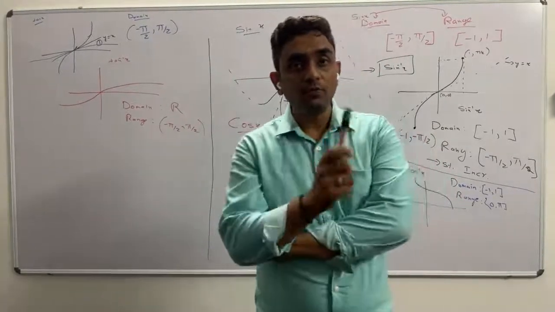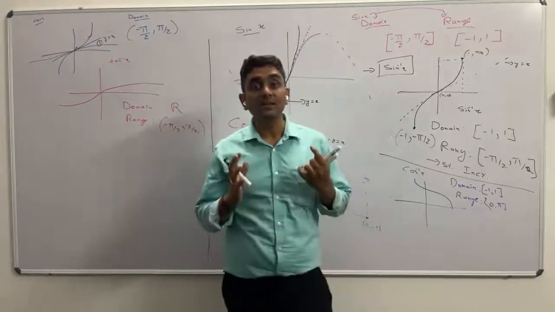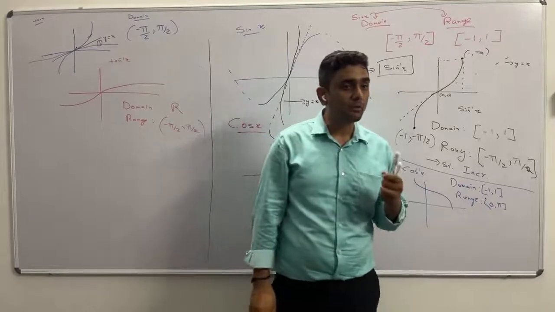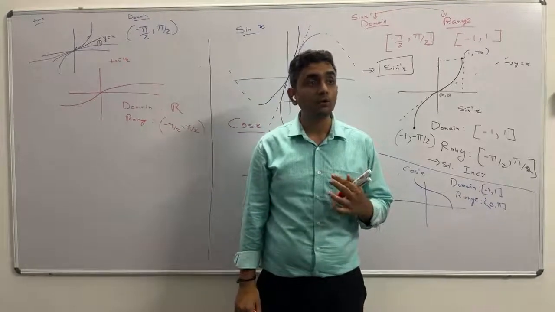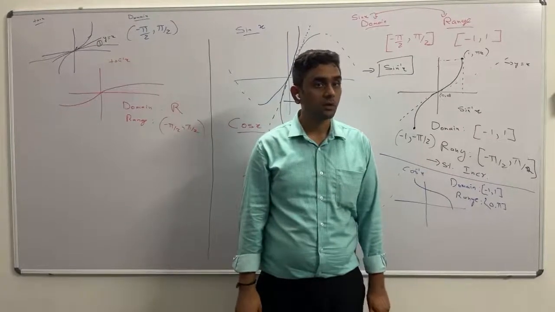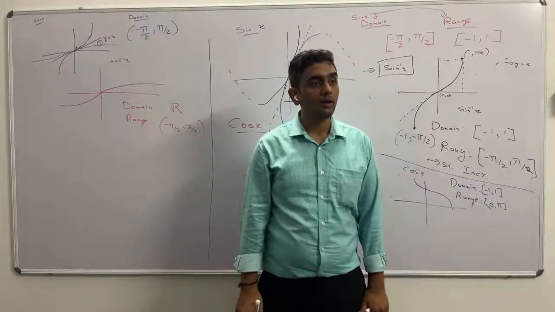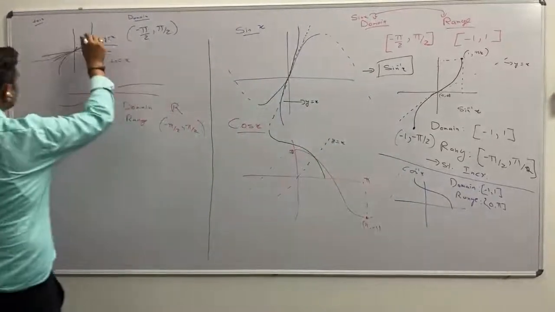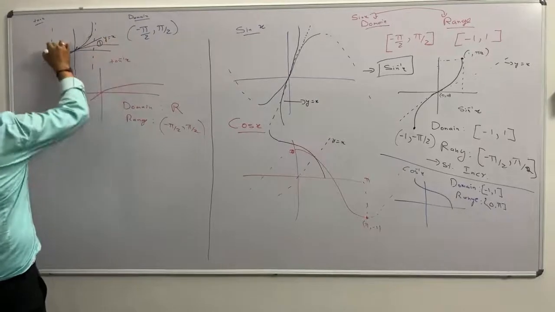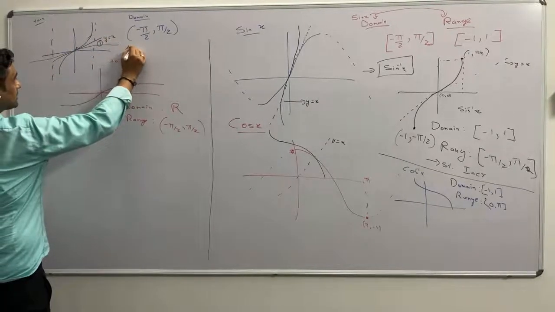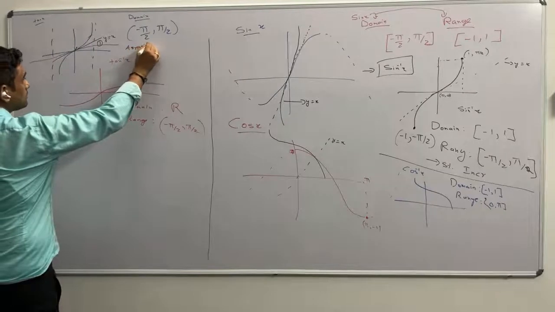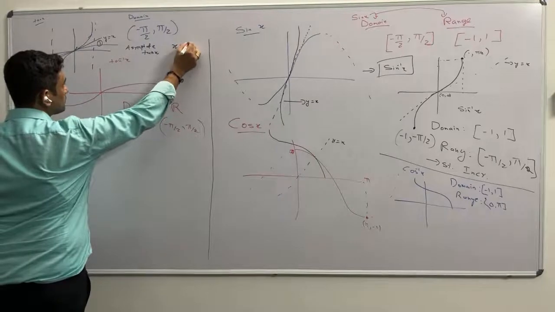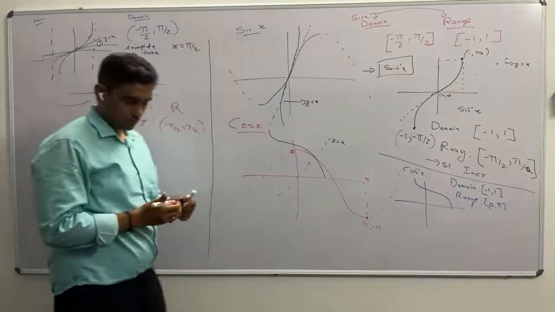Now guys, whenever we are making a mirror image on the line y equal to x, one very important thing that you should remember is about the asymptotes. Now, if we talk about the asymptotes of tan x, the asymptotes are these two. The asymptote for tan x was x equal to pi by 2.